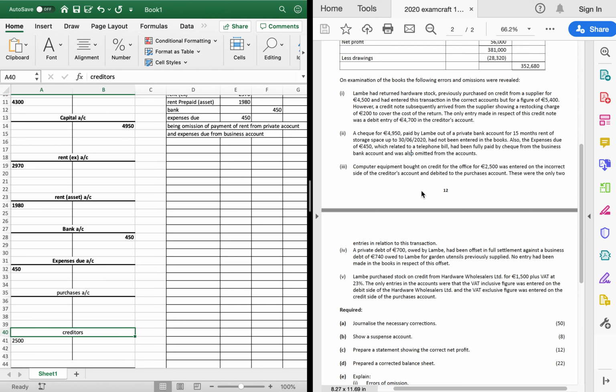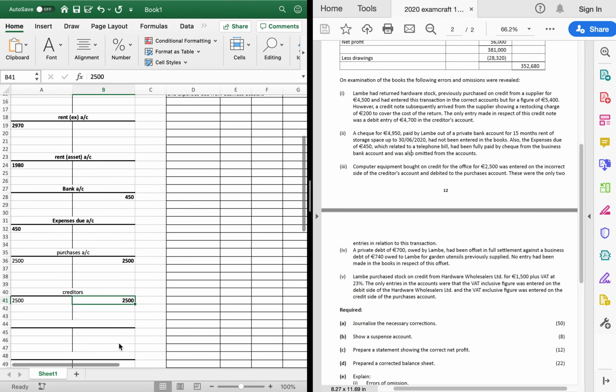Okay. And they've also debited 2,500 to the purchases account. So they put 2,500 there, so we need to undo those. So we'll put 2,500 there and 2,500 there, and that gets us back to 0. Okay. What should have happened is they bought computer equipment.